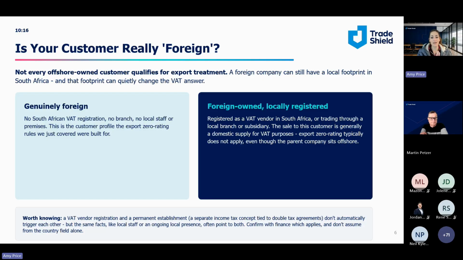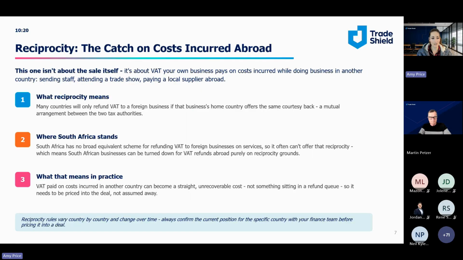So here's a practical takeaway that you can look at. At onboarding, don't just ask which country is your customer in, ask whether they're VAT registered here or trading through any other local entity here as well. And that's one question that we can definitely get right at the onboarding side. Okay, so one of those avoiding the issue at the end of the process.